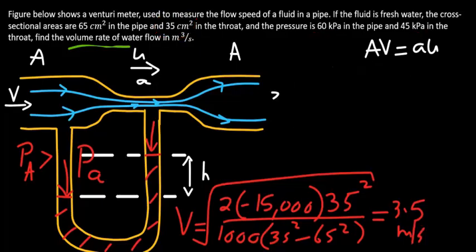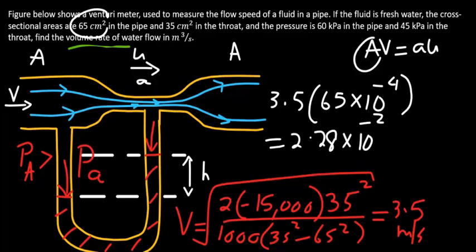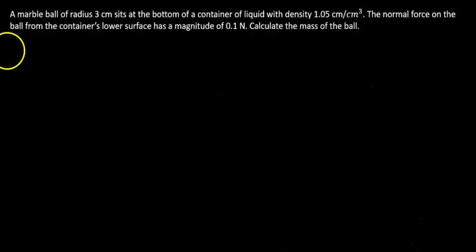Now multiplying that V, 3.5 meter per second, with capital A, which we know to be 65 cm squared, but now you have to convert that into meter squared by multiplying it with a factor of 10 to the power minus 4, you will get the flow rate in the unit of meter cube per second. And it turns out to be about 2.28 times 10 to the power minus 2 cubic meter per second. And that's the answer.